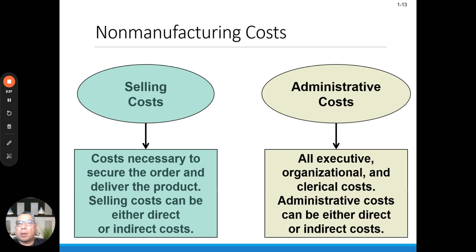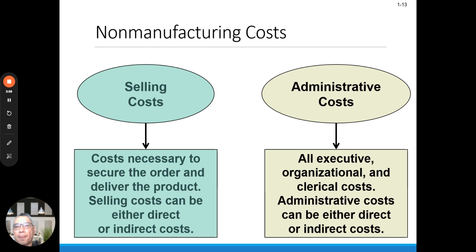Non-manufacturing costs. Selling costs. Selling costs are costs necessary to secure the order and deliver the product. Selling costs can be either direct costs or indirect costs. Administrative costs are all executive, organizational, and clerical costs. These costs can be either direct or indirect costs.